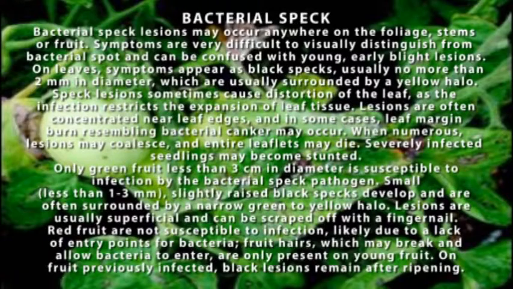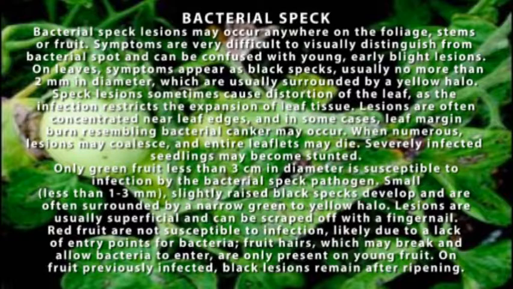Bacterial speck. Bacterial speck lesions may occur anywhere on the foliage, stems, or fruit. Symptoms are very difficult to visually distinguish from bacterial spot and can be confused with young early blight lesions. On leaves, symptoms appear as black specks, usually no more than 2 mm in diameter, which are usually surrounded by a yellow halo. Speck lesions sometimes cause distortion of the leaf, as the infection restricts the expansion of leaf tissue.